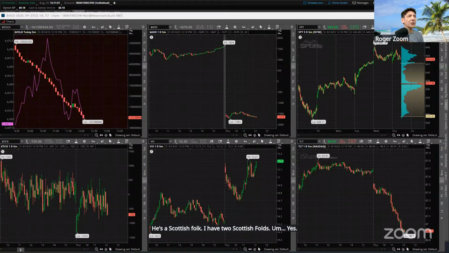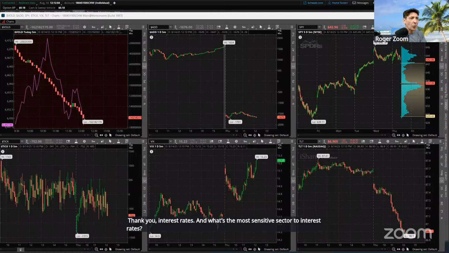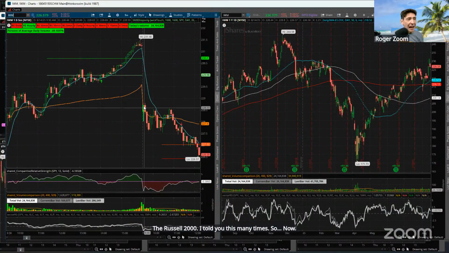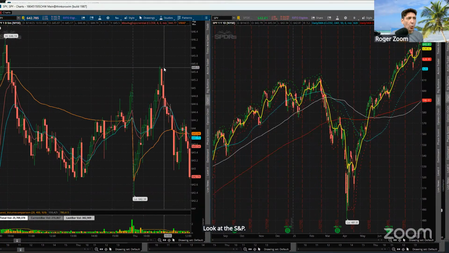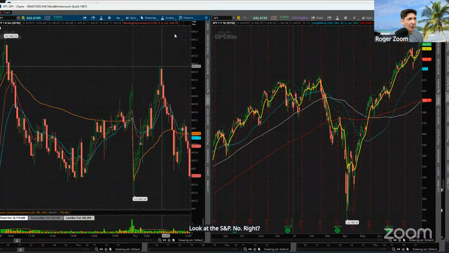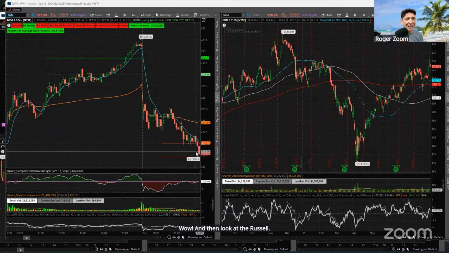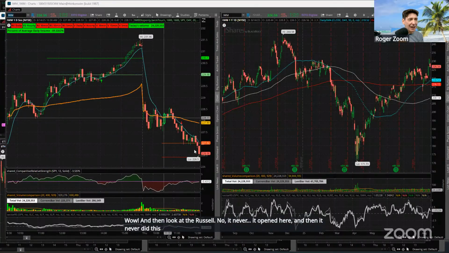Yes, interest rates rise. Thank you. And what's the most sensitive sector to interest rates? The Russell 2000. I told you this many times. Now look at the S&P, and then look at the Russell. It opened here and then it never did this. It just went straight down.